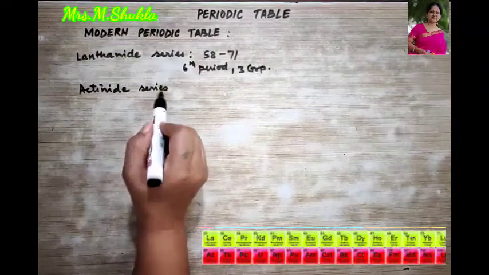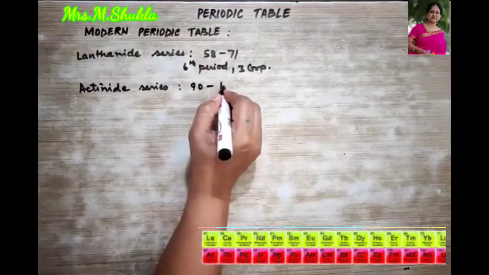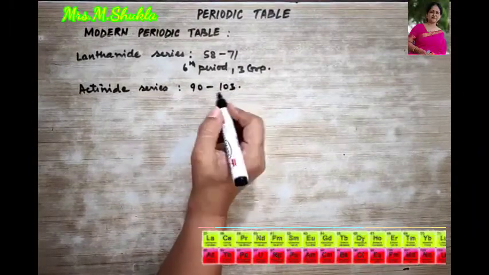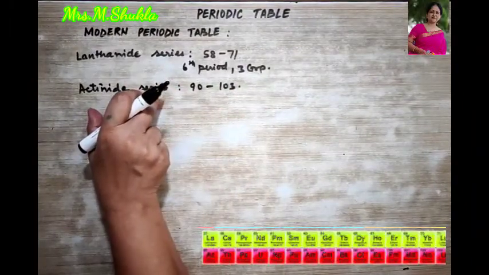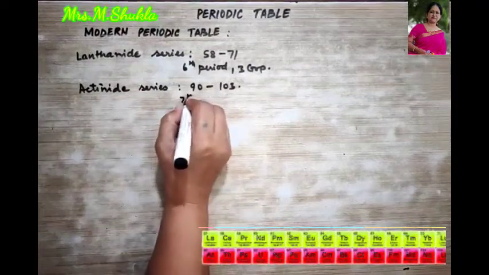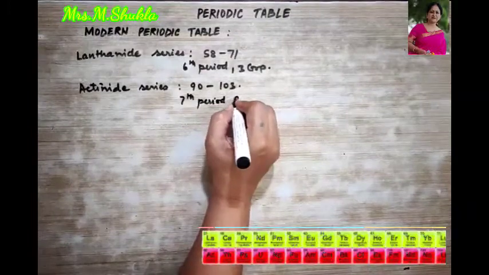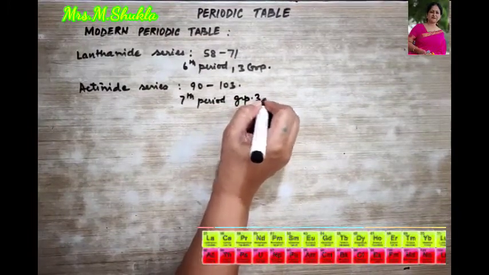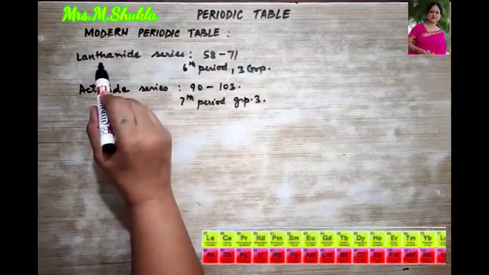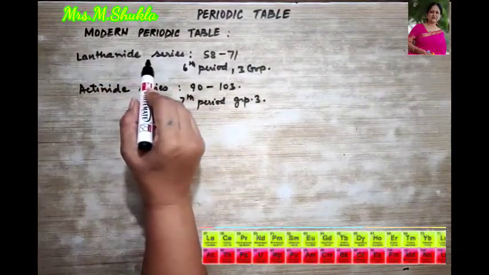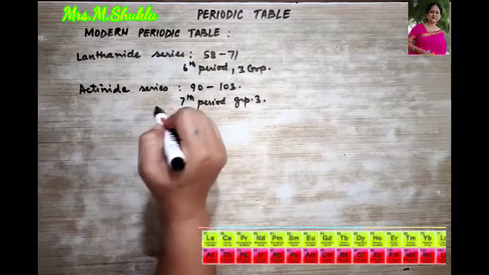And where do we get the actinide series from? It ranges from 90 to 103. And you will see that you pick up this actinide series from the seventh period, group 3. Now the first element present in the lanthanide series is lanthanum. The first element in the actinide series is actinium.